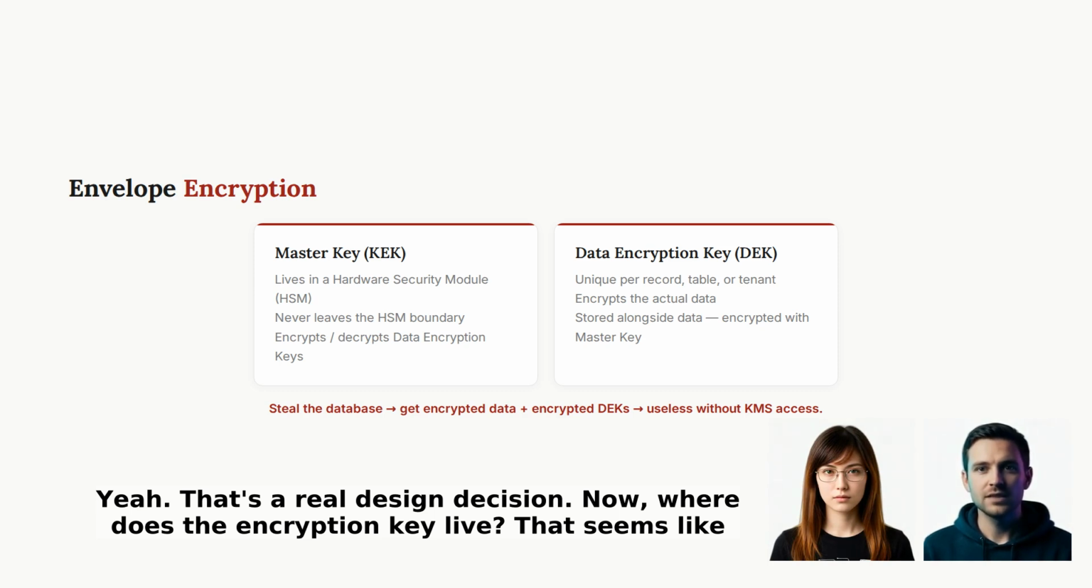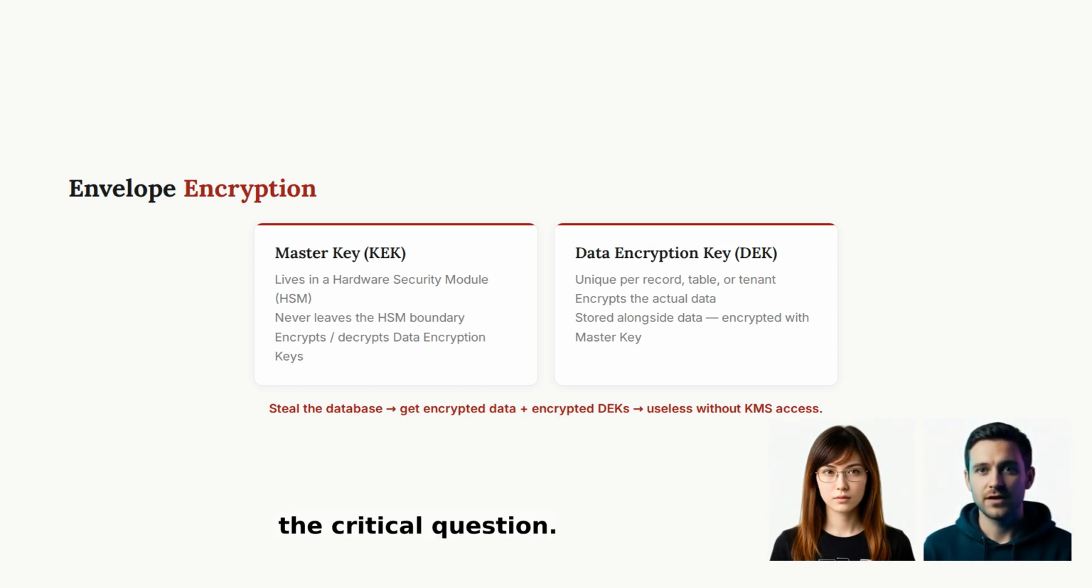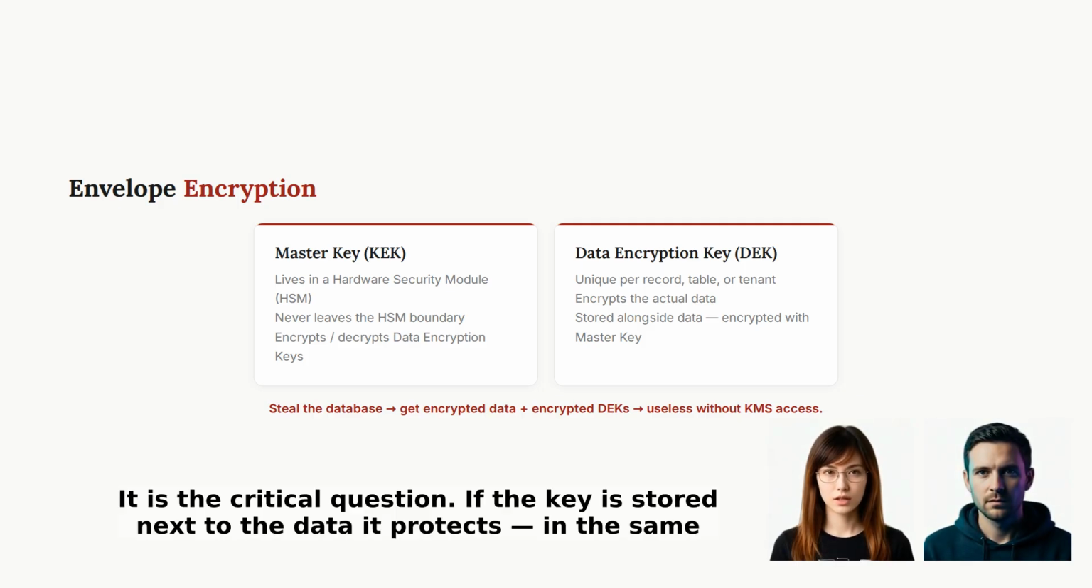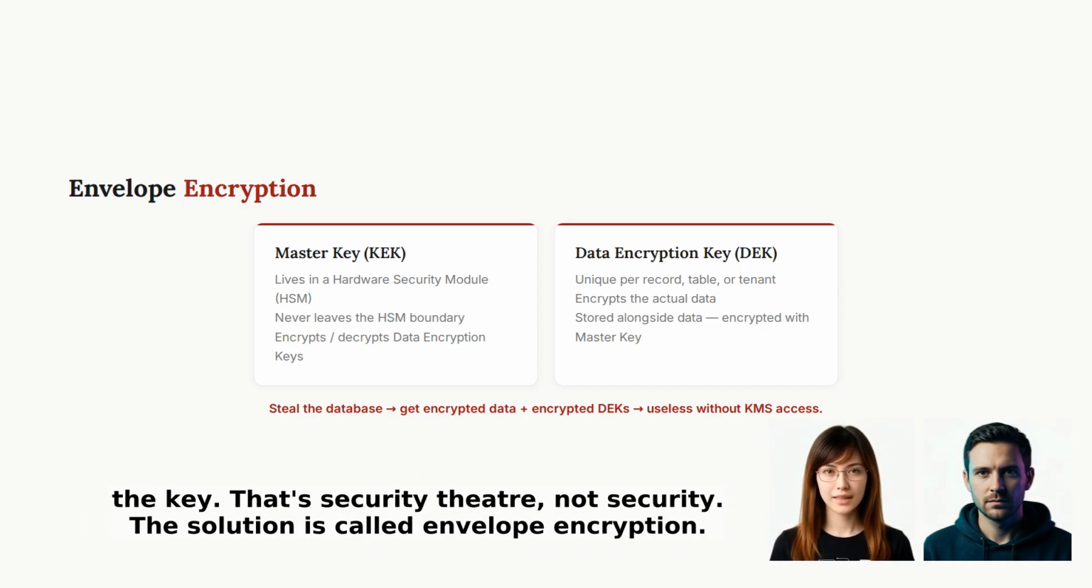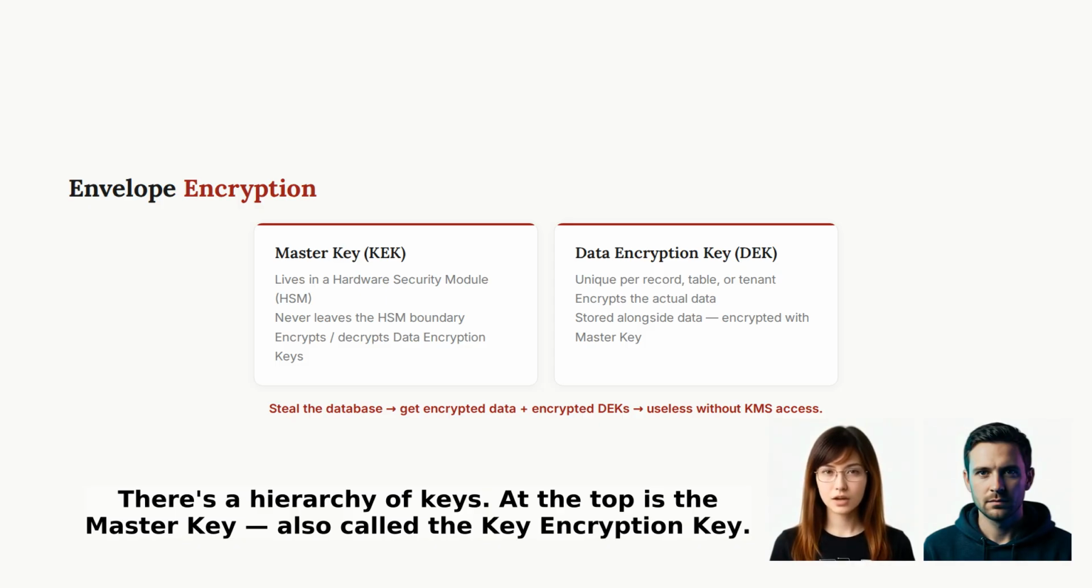Now, where does the encryption key live? That seems like the critical question. It is the critical question. If the key is stored next to the data it protects, in the same database on the same server, then stealing the server gives the attacker both the lock and the key. That's security theater, not security. The solution is called envelope encryption. There's a hierarchy of keys. At the top is the master key.